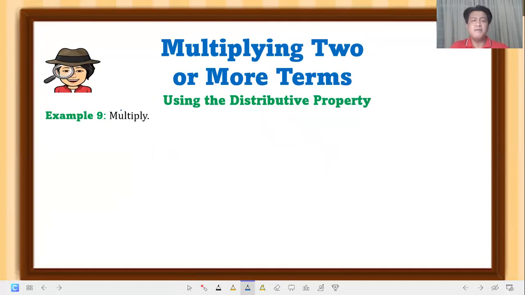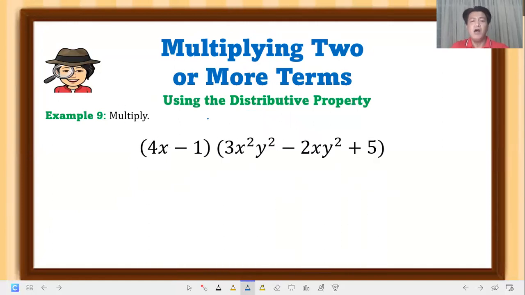Okay, for last number, we have this, number 9. How about this binomial multiply to another trinomial? All you have to do is distribute natin. We have 4x times 3x squared y squared. Multiply mo muna yung numerical coefficient. That will become 12. And di ba meron siyang 1 dito na exponent? Copy the x and add natin yung exponent. 1 plus 2 kaya 3 yon. And also yung y natin. Kasi wala namang y dito sa 4x, kaya copy lang natin yung literal coefficient ng y squared.